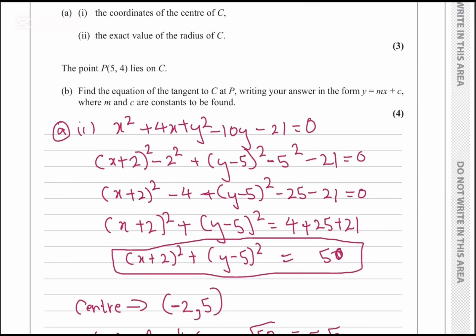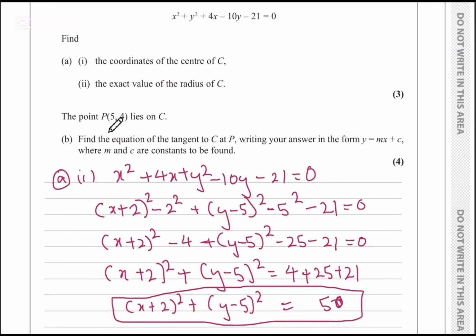Alright guys, part B. They are saying point P, that is (5, 4), lies on C. Find the equation of the tangent to C at P. So now this is my circle. When I have my circle, I have a point P. Let's say this is point P. They are saying find the equation of the tangent to the circle at P. So at P, this might be the tangent. It's a straight line. I have to find the equation of this.